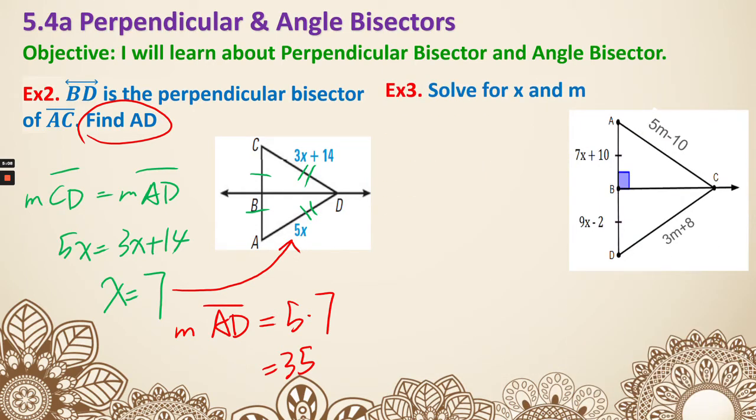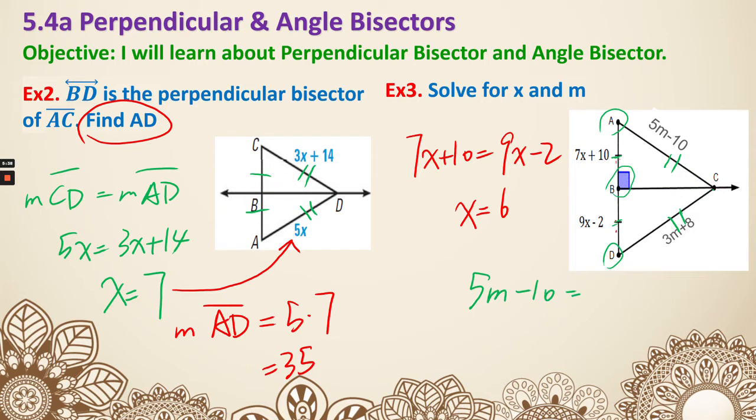Example 3. These two parts are the same. 7x plus 10 equals 9x minus 2. So they're equal, and after solving, we should get x equals 6. And since it is a perpendicular bisector, we can see the perpendicular, we can see the bisector. These two are the same, because that point on the perpendicular bisector is the same distance to the endpoints A and D. 5m minus 10 equals 3m plus 8. After solving, m equals 9.